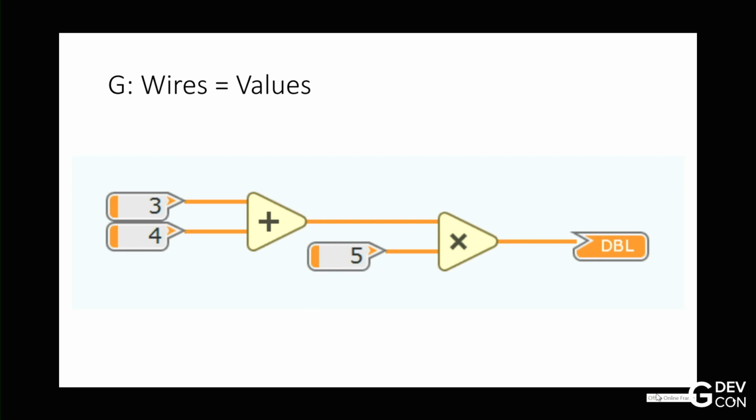So G has this distinction between wires as carriers of values and then other things that represent containers of values. So here's a simple example of taking some constant values and then doing some math with them, passing the values along wires, and then passing the final result into an accessor.